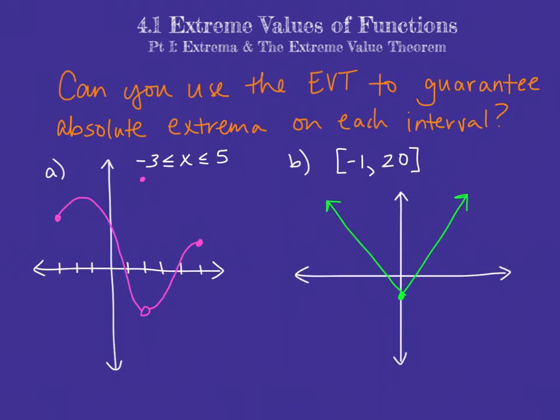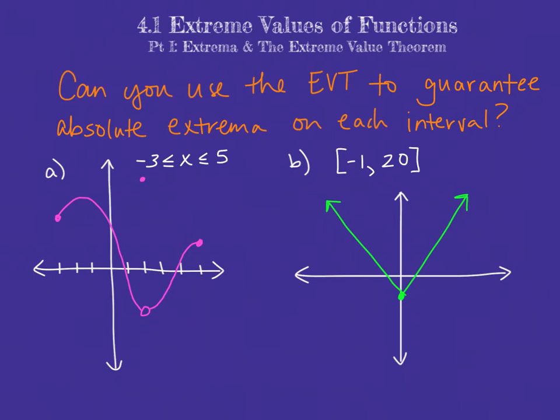In these 2 examples, we want to see if we can use the extreme value theorem to guarantee that there are absolute extrema on each interval. Basically, in order to use the extreme value theorem, we have to have continuity on the interval from our a value to our b value. In part A, our a and b values, respectively, are -3 and 5. So, is our function continuous from -3 to 5?